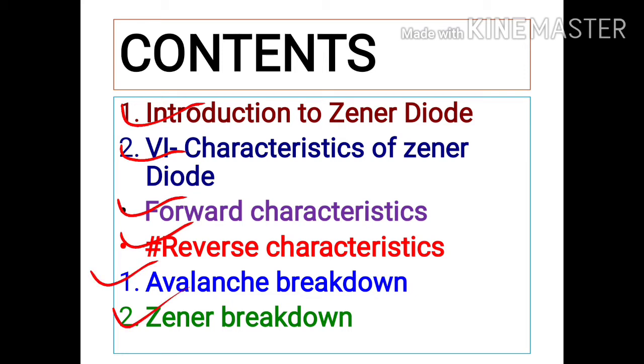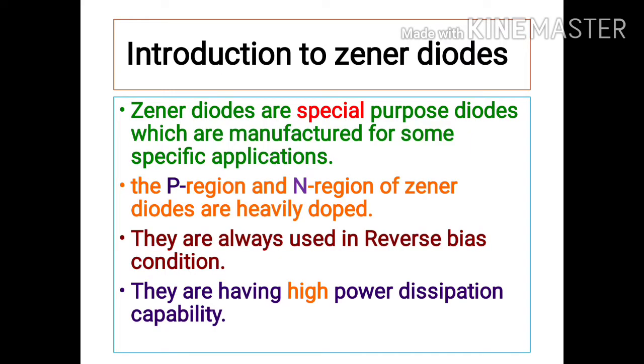So let us start our presentation with introduction to the Zener diode. The Zener diodes are special purpose diodes which are manufactured for some specific application. The Zener diodes are basically designed for some specific works, so that's why they are known as special purpose diodes. The p-type and the n-type region of the Zener diodes are heavily doped, and they are always used in the reverse biased condition for any specific application. If we want to use Zener diode, then we have to use it in reverse bias condition.